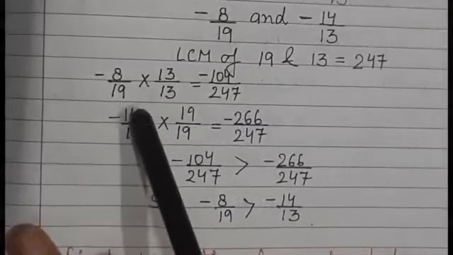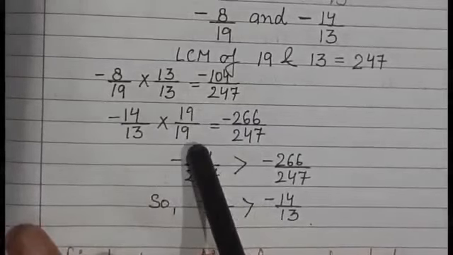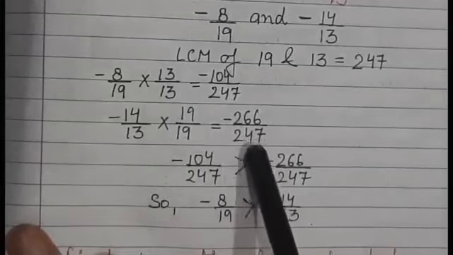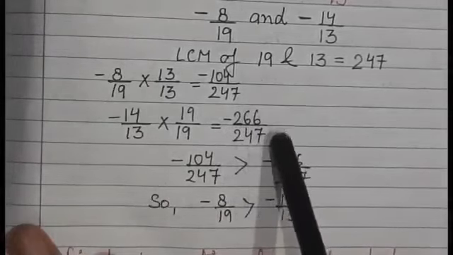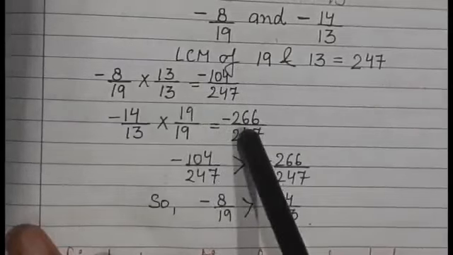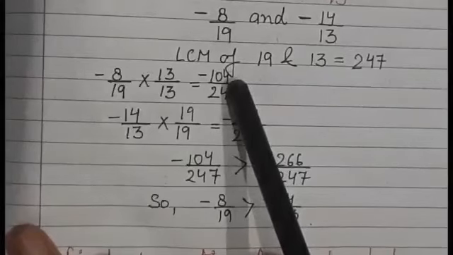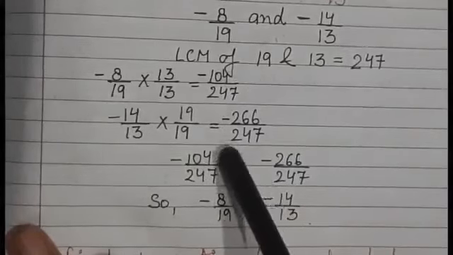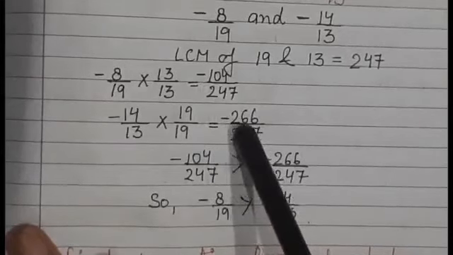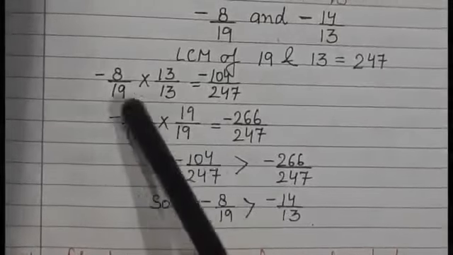Similarly, for minus 14 by 13 you have to multiply its numerator and denominator by 19. When you multiply, it will come minus 266 upon 247. Now the denominators are the same. According to the numerators, for negative values, the smaller value will be the greater number, right? So minus 104 is greater than minus 266. Is it clear? Now replace with the original ones.